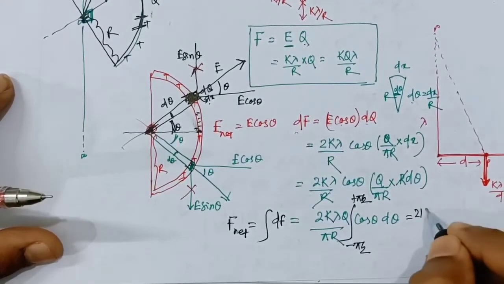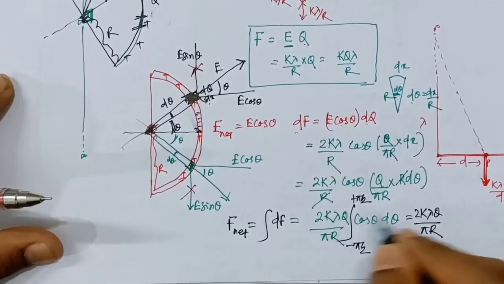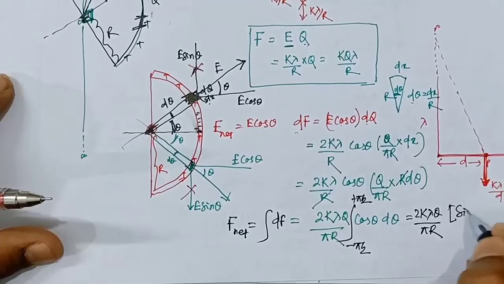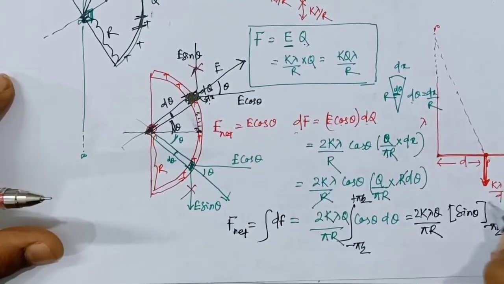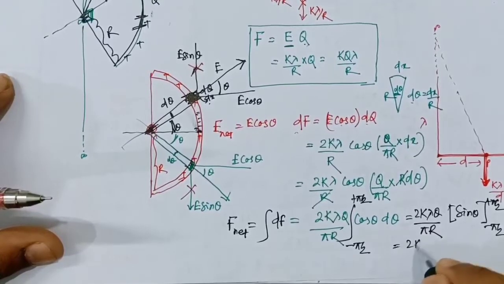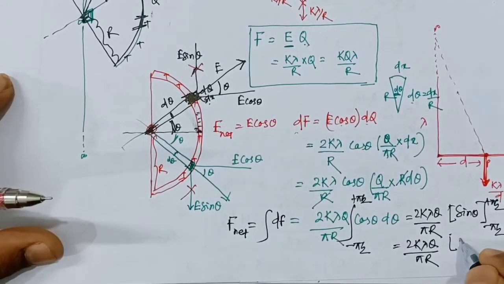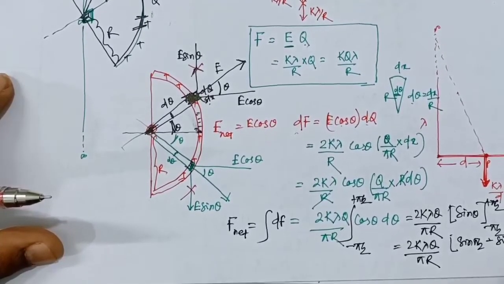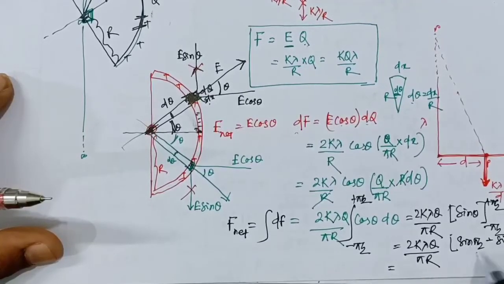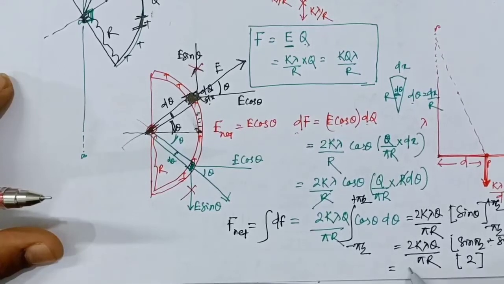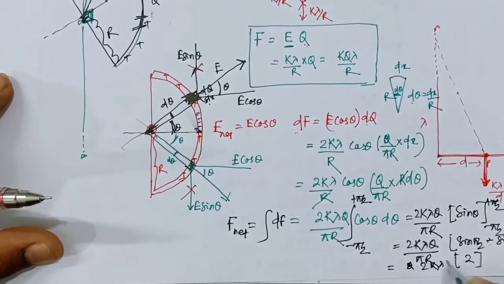So 2kλq upon πr, the integration of cos θ is nothing but sin θ, with the limit minus π/2 to plus π/2. So 2kλq/(πr) times sin π/2 minus sin(−π/2). We know sin π/2 is 1, and sin of minus θ is minus sin θ, so minus 1 minus becomes plus. So the answer here will be 2, and here 2kλq upon r.